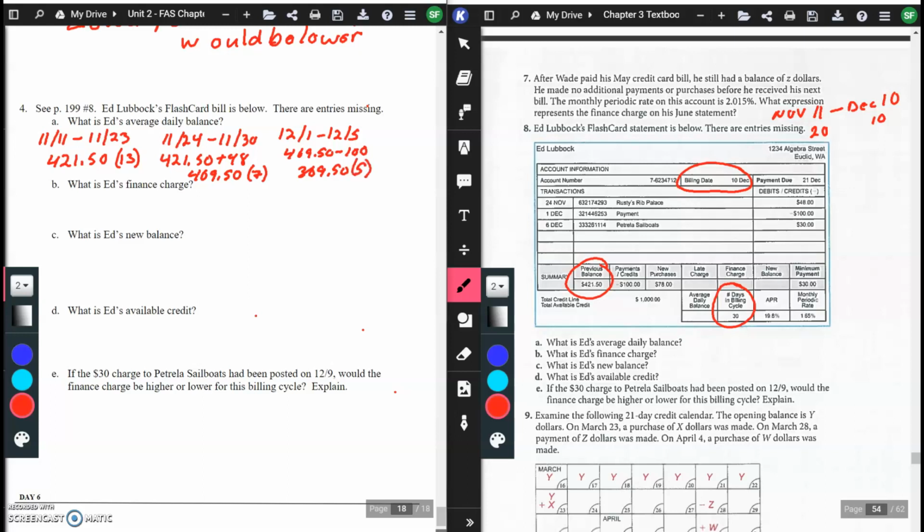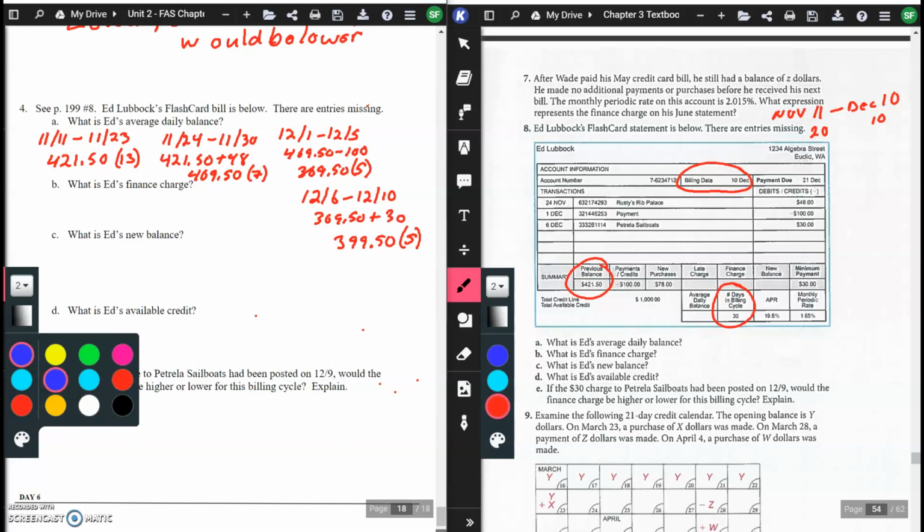Then his last purchase, that's where we start. We end before a purchase and we start with a purchase. So 12/6 all the way through 12/10, we had $369.50 from the previous, plus $30 to the sailboats. So that's $399.50, and that was 5 days. You add up all those days, 13, 7, 5, 5, that's your 30 days.